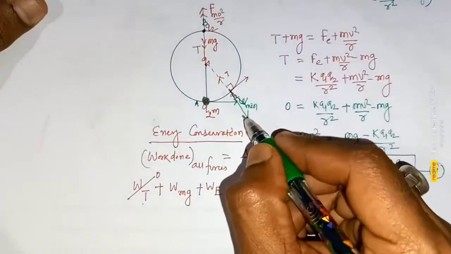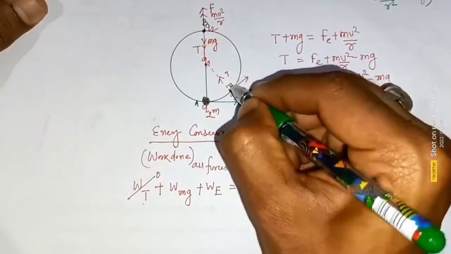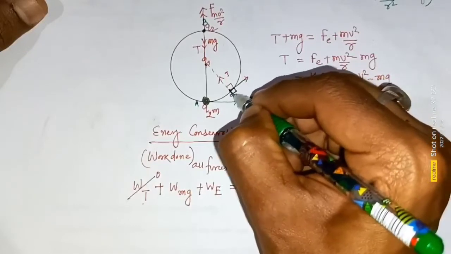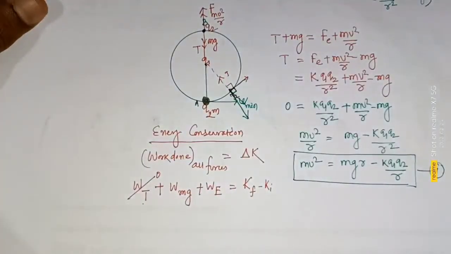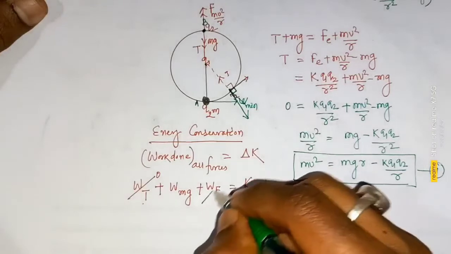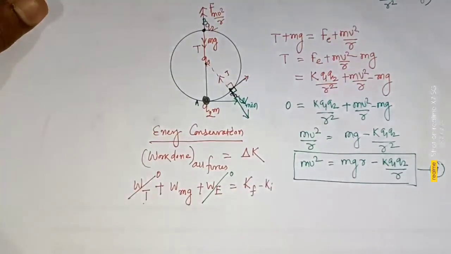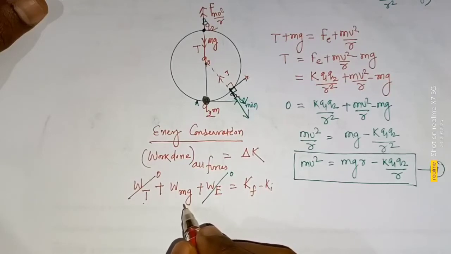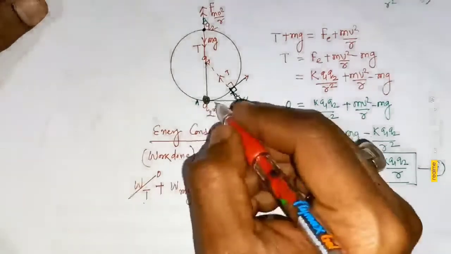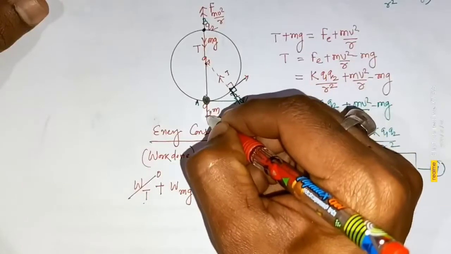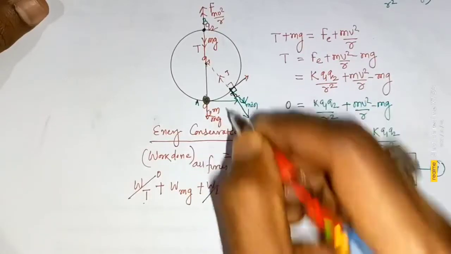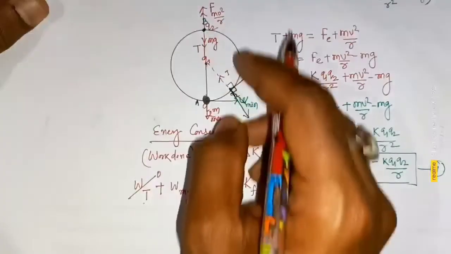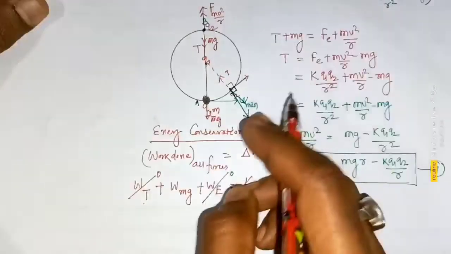This is your force and this is your displacement. The angle between force and displacement is also 90 degrees. Due to this, the work done by the electrostatic force is also 0. And one more thing exists: the work done due to mg. At each and every instant, if you observe, mg is downward.